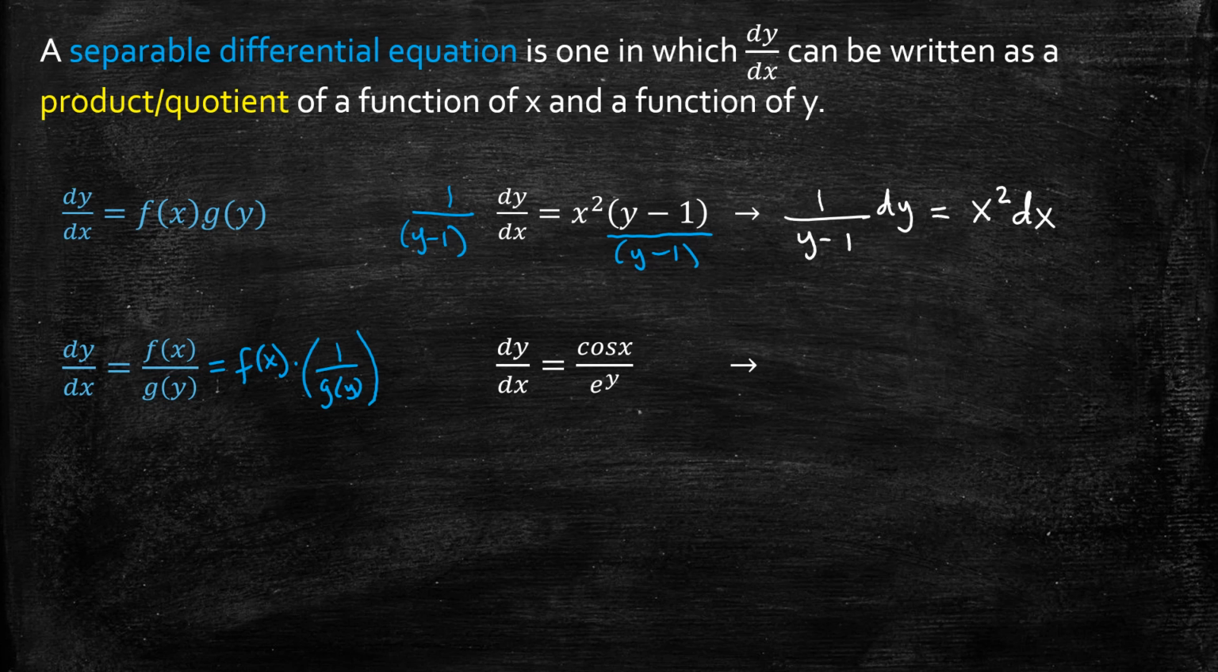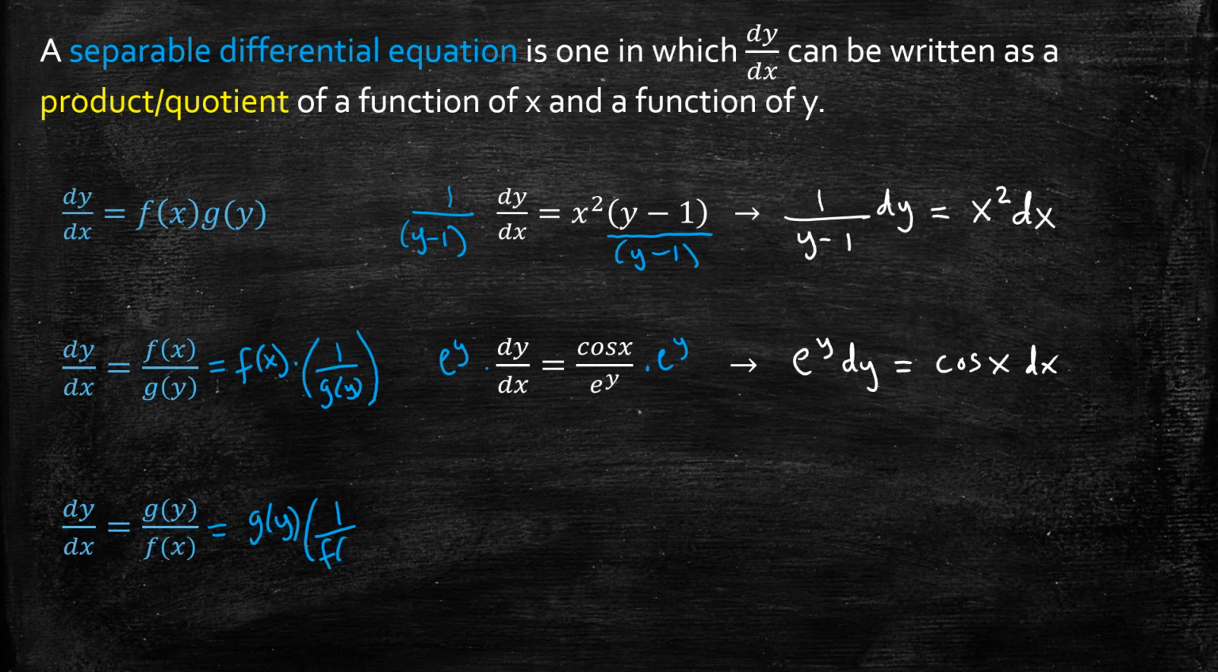So in this one, we can spot instantly that if we multiply both sides by e to the y and by dx, I'm not going to write that because you can sort of see that easily enough, we get e to the y dy equals cosine x dx. And similarly, that quotient can be written in this form. So it's just g of y times 1 over f of x. It's still a product in disguise. So we have a situation like this.